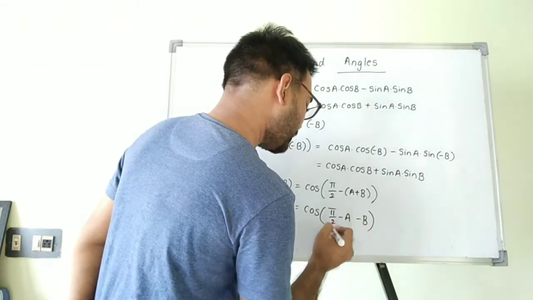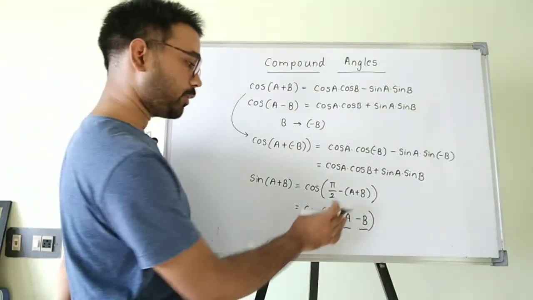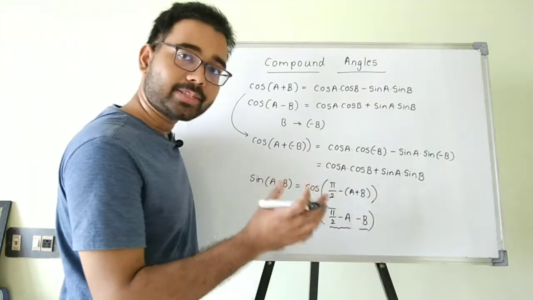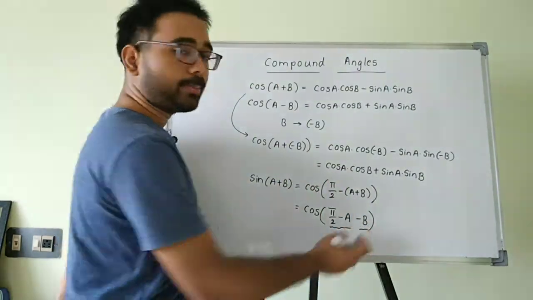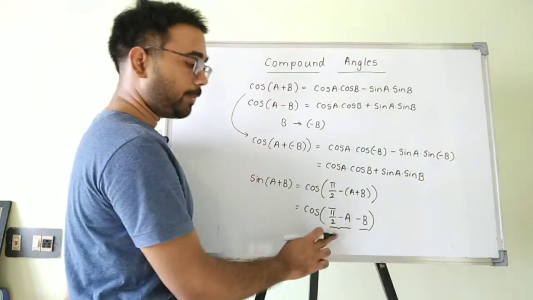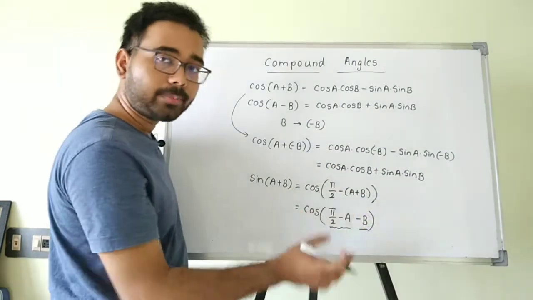So now you see this is one angle. Consider this as one angle, consider this as second angle. This complete pi by 2 minus A, treat it as A, minus B, B is B. So now in this formula we can just replace A with pi by 2 minus A and B with B, because in place of A we have pi by 2 minus A.